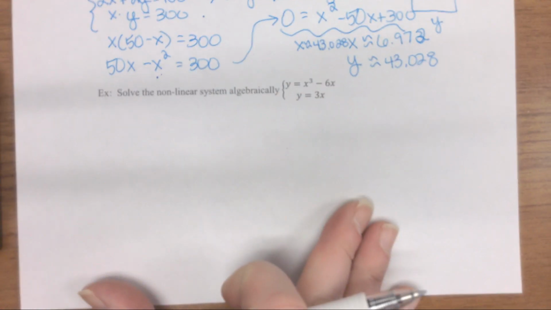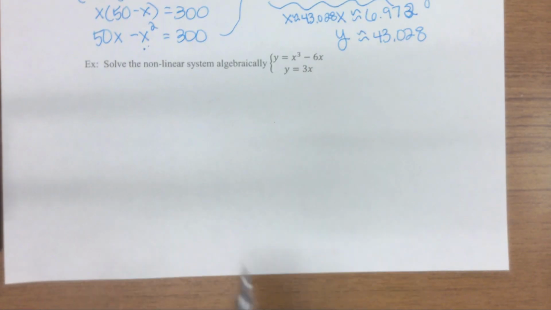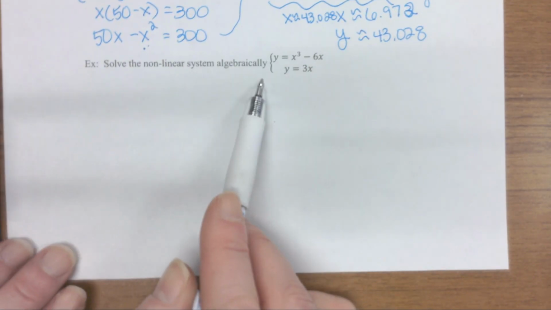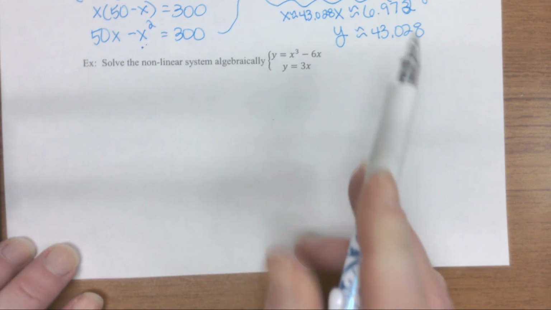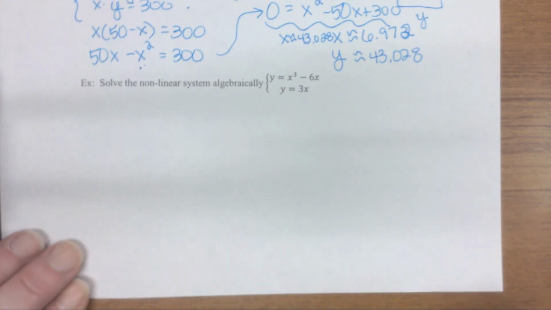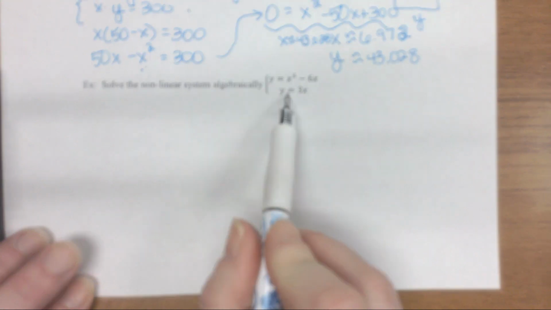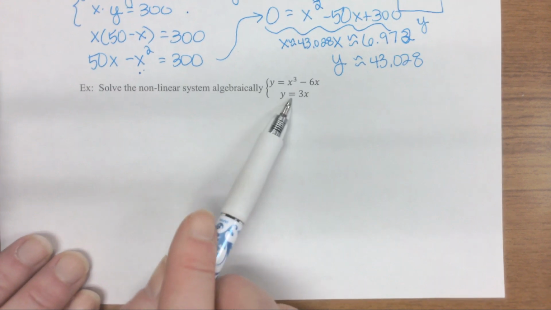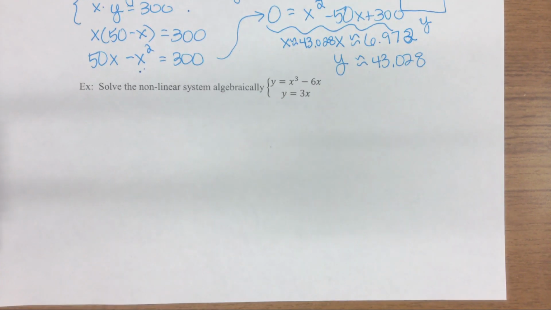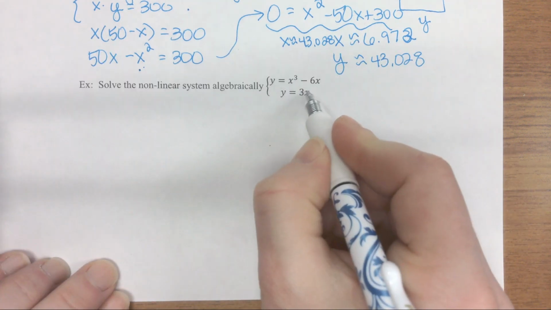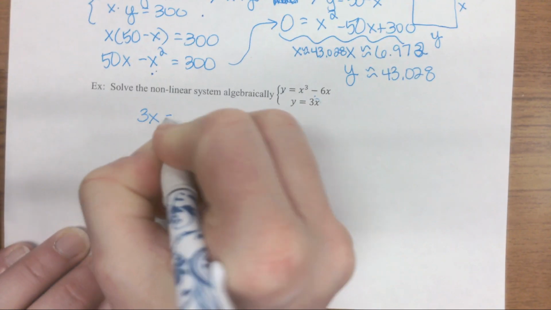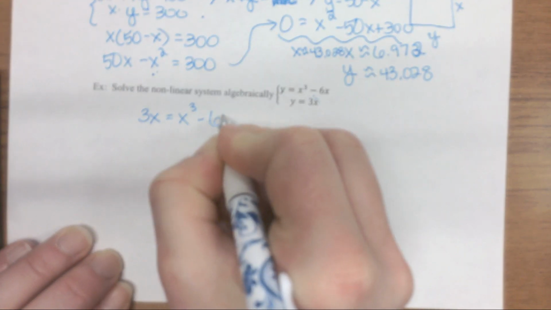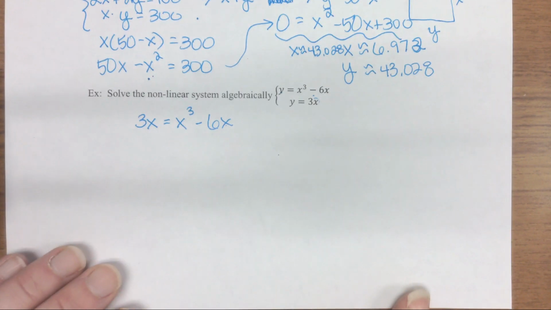All right, so the last thing I want to show you is another nonlinear system. This one's a cubing function and a line. So this is substitution, even though some people don't really see it as such because the y's are just alone. So I usually just say, hey, if they're both equal to y, then aren't those things equal to each other? But really what you're doing is you're substituting the y up there for 3x. So I want to find when does 3x equal x cubed minus 6x.